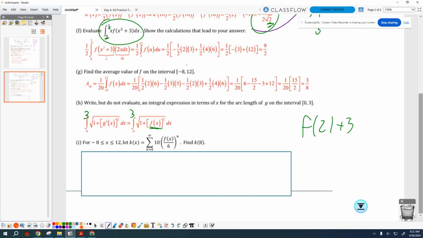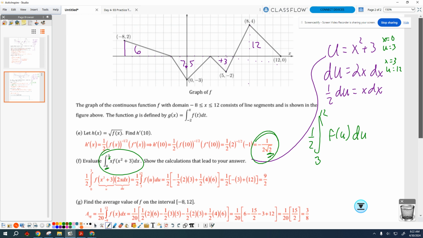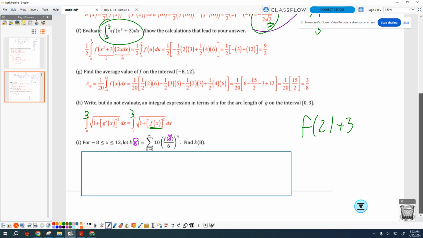Find k of 8. Just plug it in. So plugging in 8 for x. You guys had a question like this on one of your tests in here, and you were completely like, what? Okay. Plug it in. The x value is 8. What is f of 8? Oh, they told me. 4.